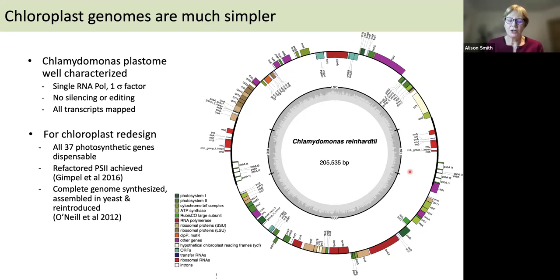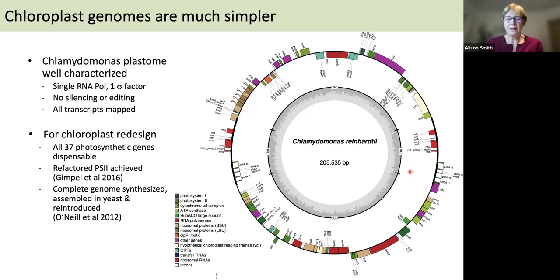Plant chloroplast genomes are characterized by having gene editing. There's none of that in the Chlamydomonas chloroplast. And the nucleus of Chlamydomonas exhibits silencing, post-transcriptional gene silencing, RNAi mediated, and there's no silencing in the chloroplast. So in terms of trying to manipulate it and then redesign it, it's virtually the most simple system that you could imagine.